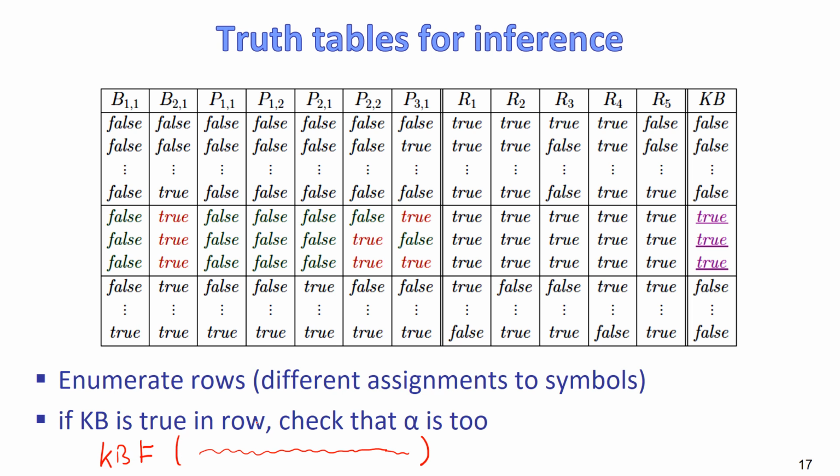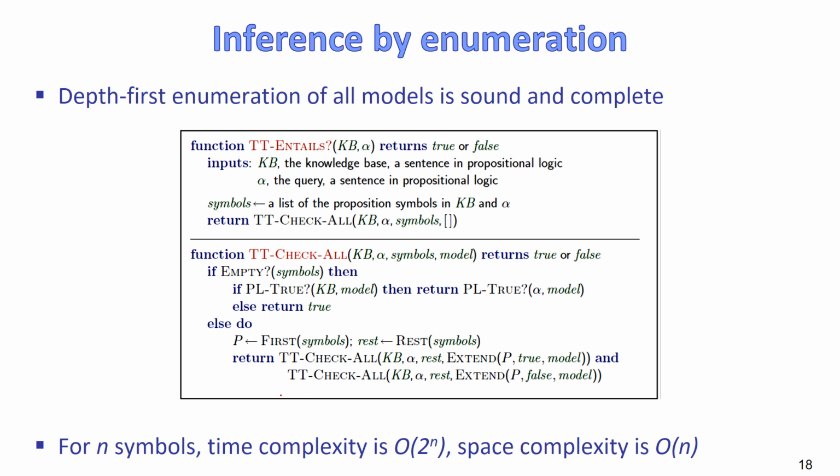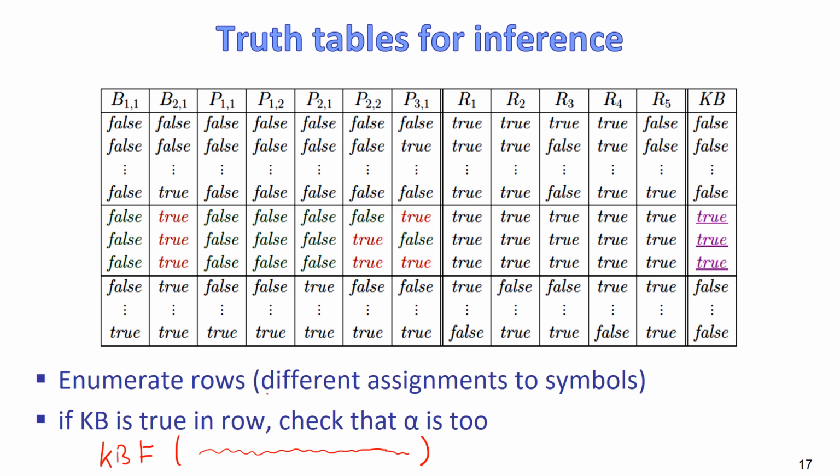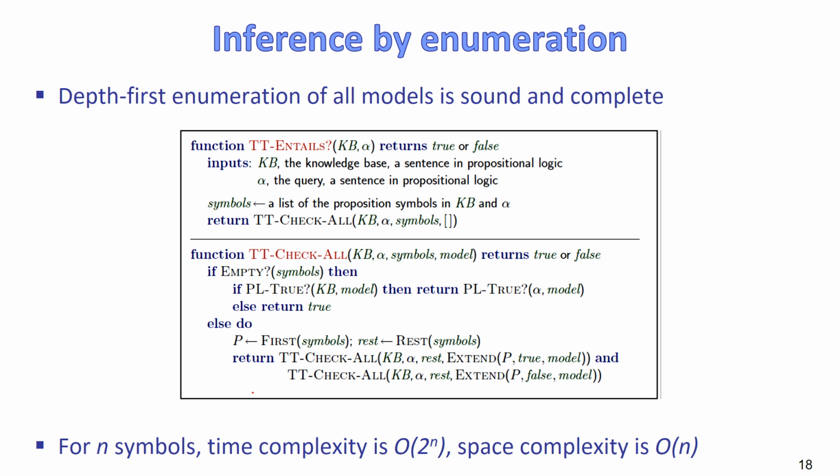Okay. This is an algorithm to do something like what we did, but with enumeration. In this algorithm, we enumerate everything and we check the models where the knowledge base is true, and we check whether alpha is true in these models or not. This algorithm is called truth table entailment, and it takes the knowledge base and alpha and returns true if the knowledge base entails alpha, or false if the knowledge base doesn't entail alpha.